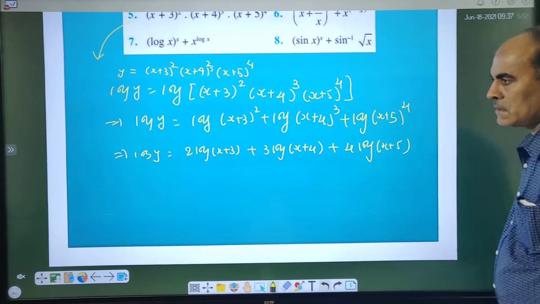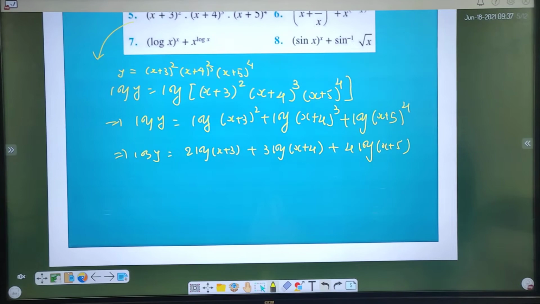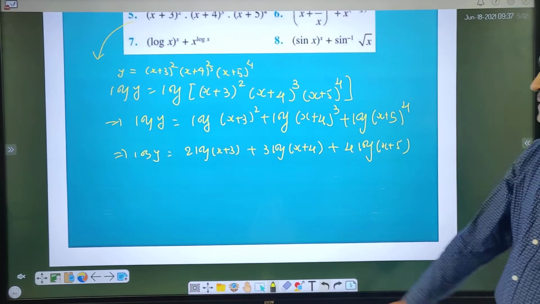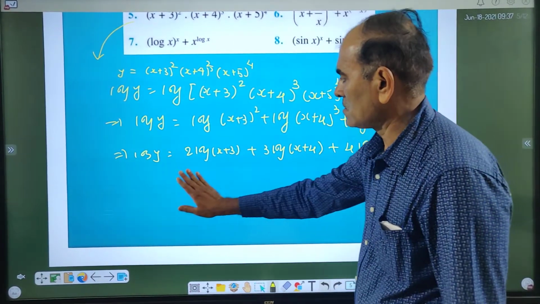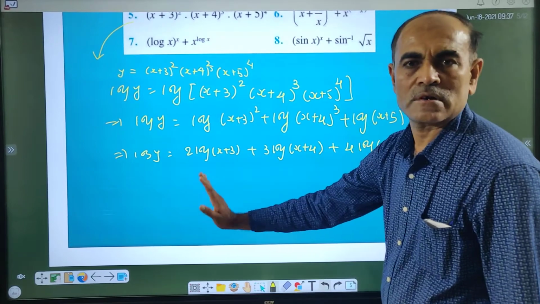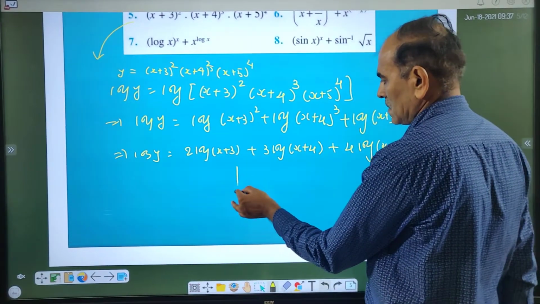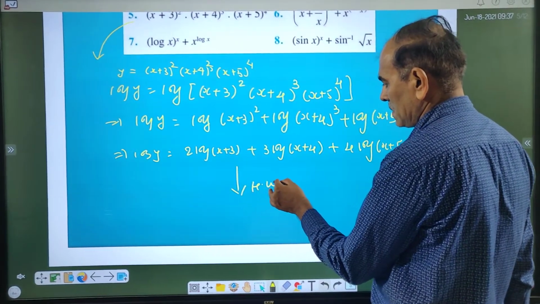Now it is very easy to differentiate it. 1 by y dy by dx is equal to 2 log of some function, 1 by some function. So the rest of it I am leaving for you.